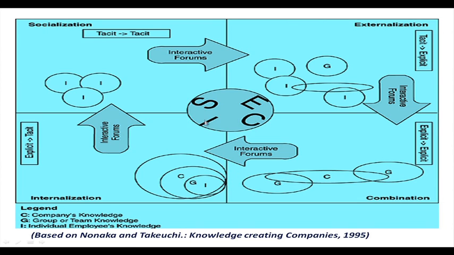See, SECI means socialization, externalization, combination, and internalization. So these are the processes where you can see the kind of interaction that happens between the individuals, groups and the companies, right.